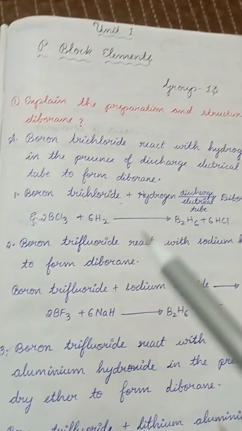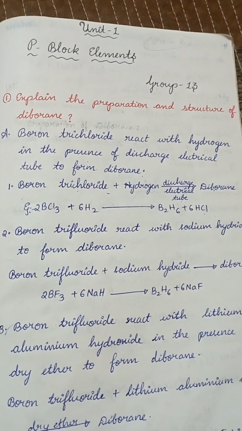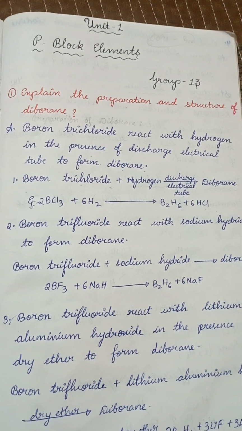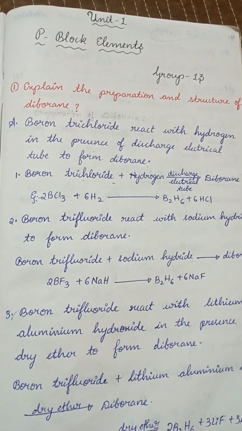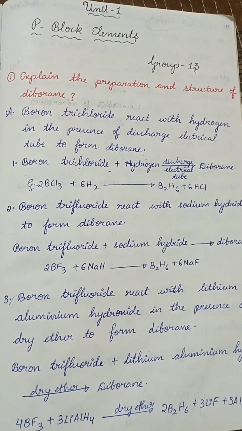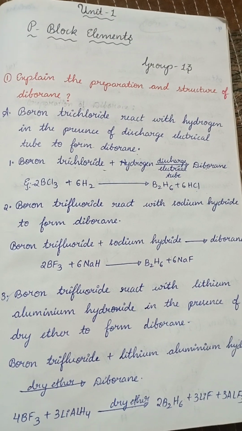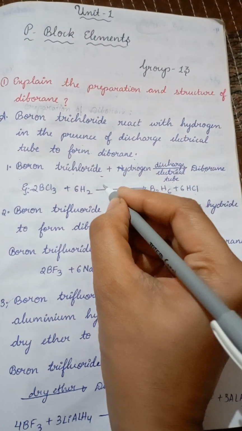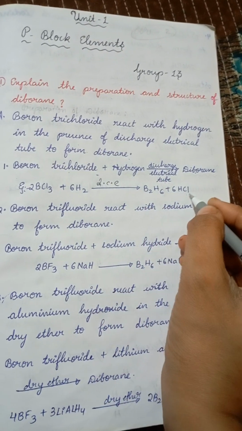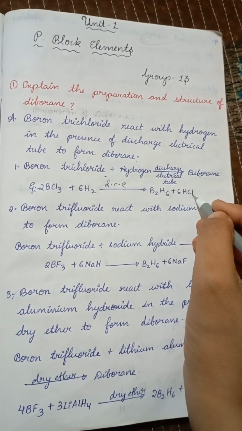First of all, let's know about the preparation. Preparation of diborane. Method 1. Boron trichloride reacts with hydrogen in the presence of discharge electrical tube to form diborane. As you can see in the equation, here we mentioned 2BCl3 plus 6H2 in the presence of discharge electrical tube to form diborane with a byproduct HCl. It is also known as hydrochloric acid, which is a strong acid.